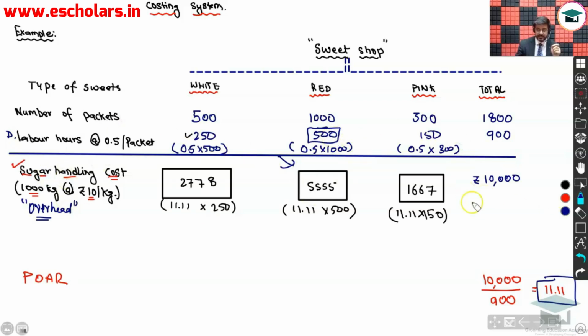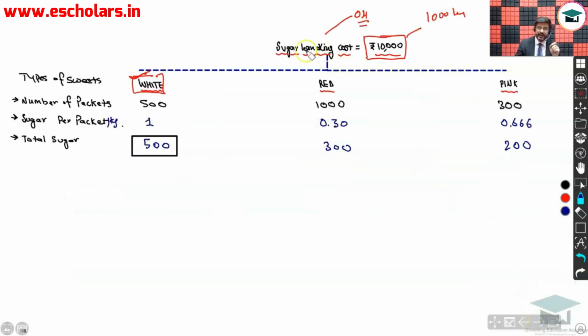But pay attention, this sugar handling cost depends on what? Does your sugar handling cost depend on how many laborers are working in your factory? Does it depend on how many labor hours your laborers are giving you for preparing these three types of sweets? No, sir. Your sugar handling cost depends on how much weight of sugar you are carrying. Let's say that you are carrying a total of 2000 kilogram of sugar. Don't you think this 10,000 will be more?